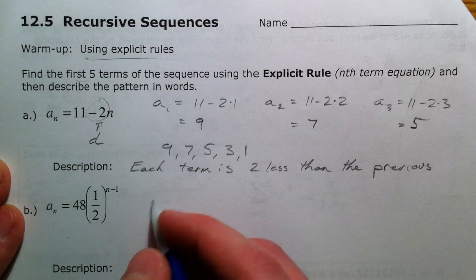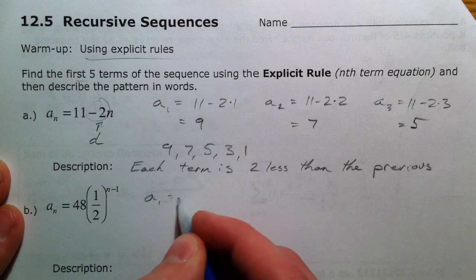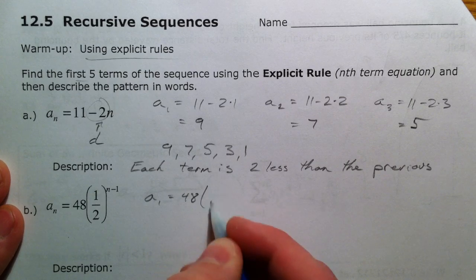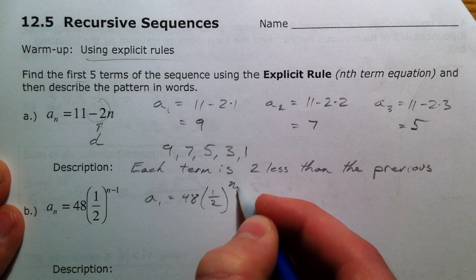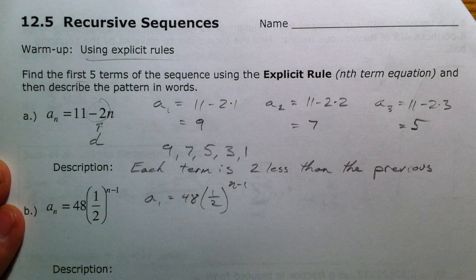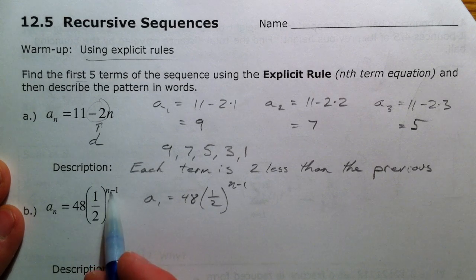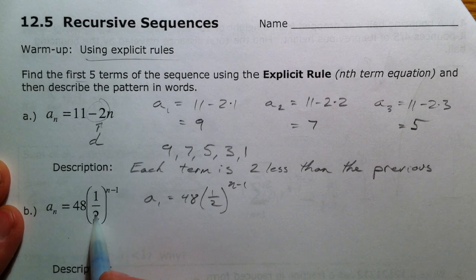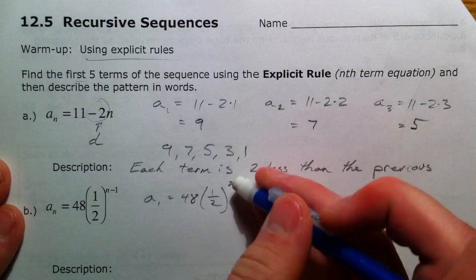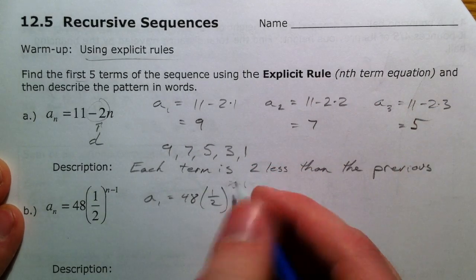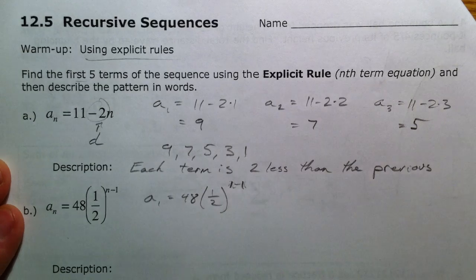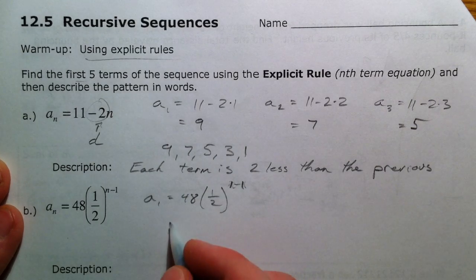For this next one, a sub n equals 48 times 1/2 to the n minus 1. And if you want to remember, this kind of looks like an exponential function, and this 1/2 is going to be our r. So it's a geometric sequence.